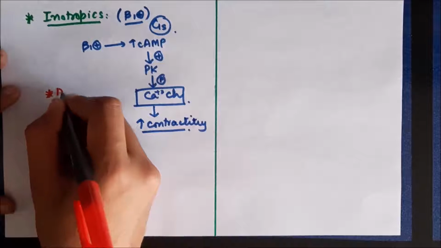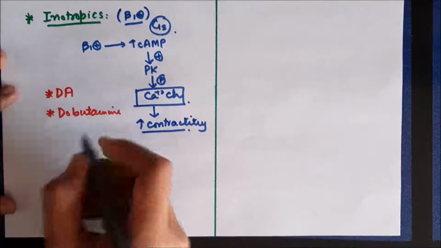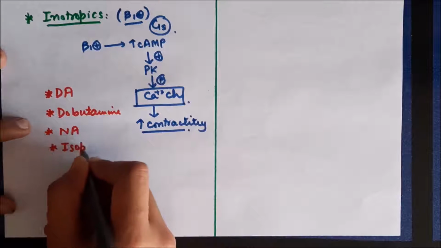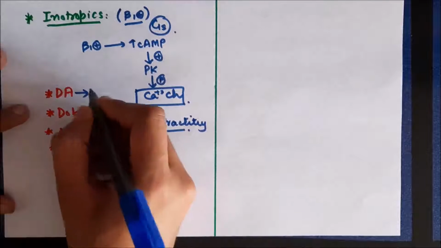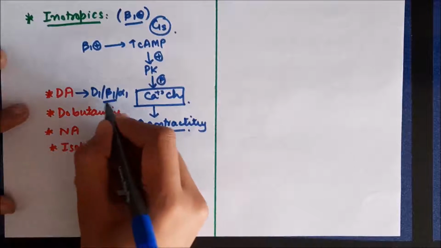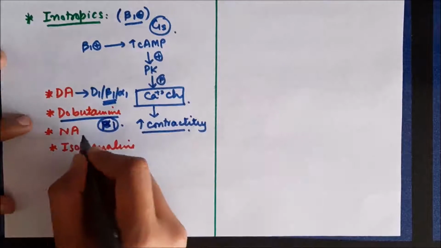effect will be produced. Now, drugs such as dopamine, dobutamine, noradrenaline, and isoprenaline can be used as inotropics in this case. Now, dopamine stimulates D1 receptors, beta 1 receptors, and alpha 1 receptors, so it produces dose dependent action. Dobutamine is specific for beta 1 receptors only.